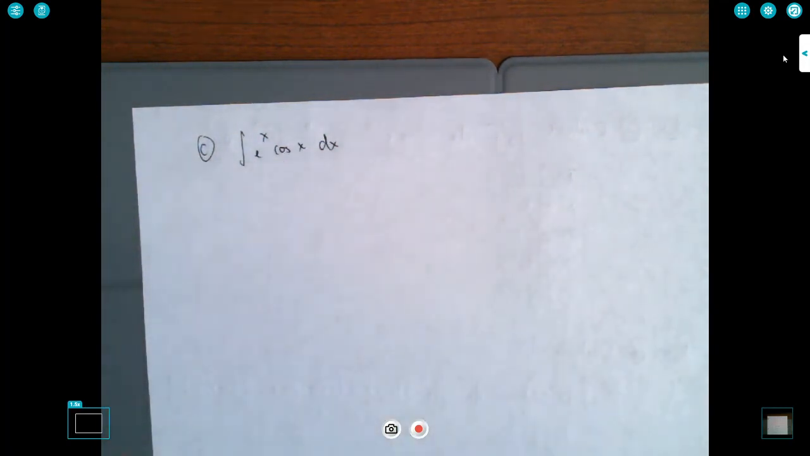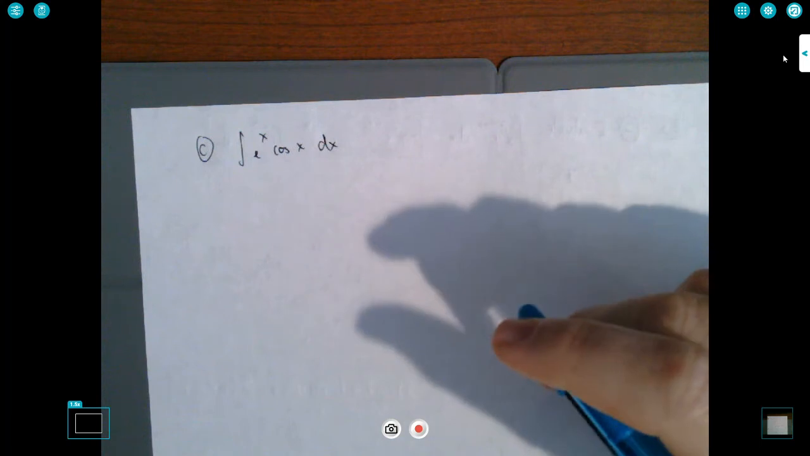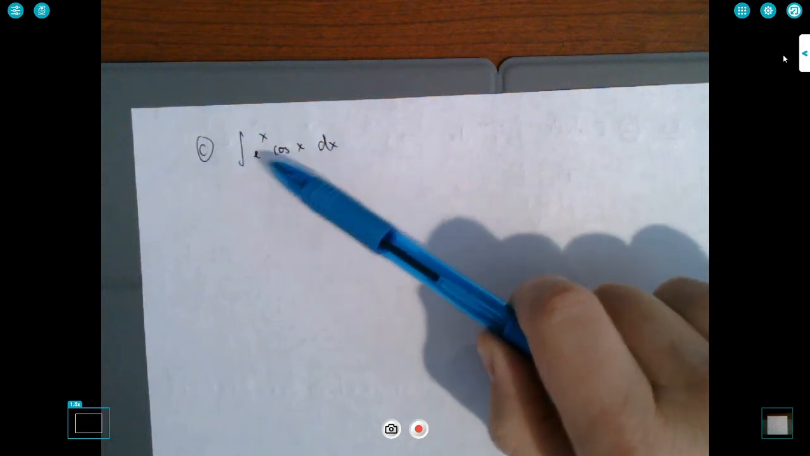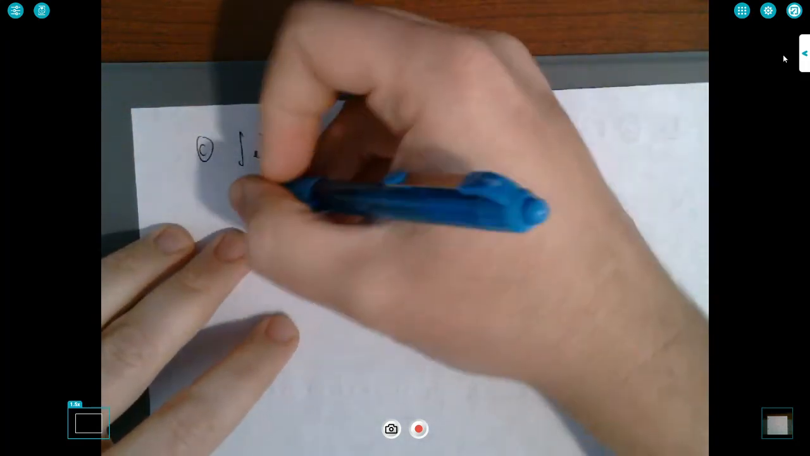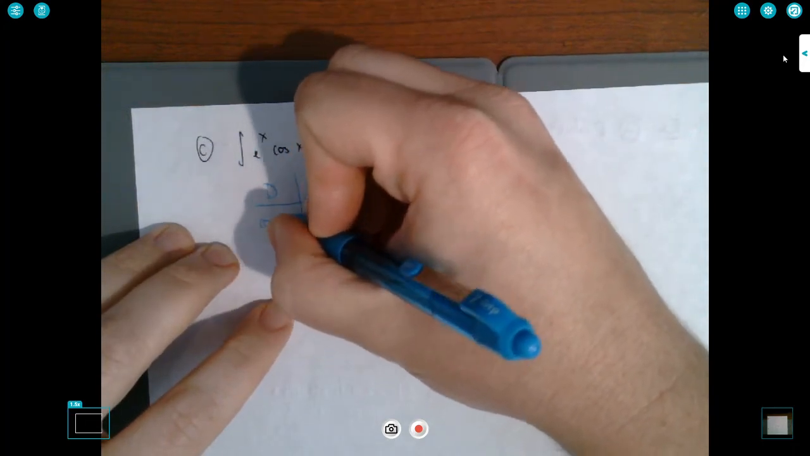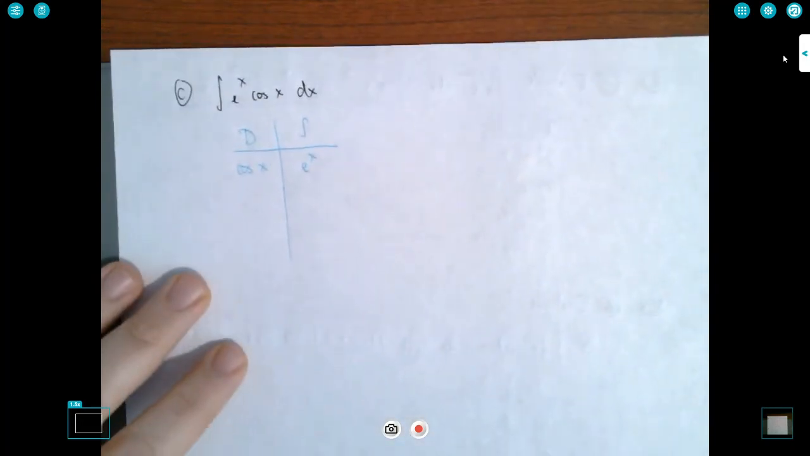But neither one of these things is going to go down to 0, which sort of begs the question, so when do we know to stop, right? And then the other question is, which function do we differentiate and which one do we integrate? So let's remember LIATE. I've got a trig function and an exponential function. Trig function comes before exponential function in LIATE, so I'm going to let u be cosine x. That's the thing that I'm going to differentiate. So I'm going to differentiate cosine x because of LIATE, and I'm going to integrate e to the x. Okay?